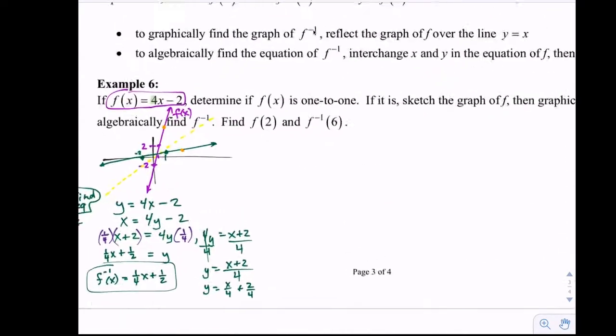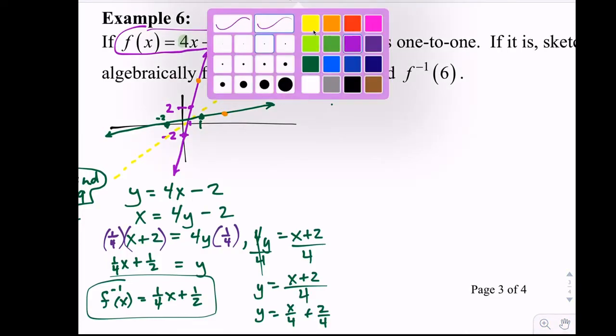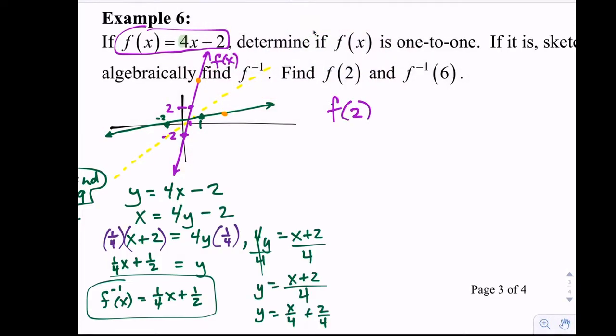Okay, what else can we do? Well, we can answer the rest of the questions. We can find f of 2. All right, let's find f of 2. How do we find f of 2? Plug in 2 for x, right. And notation is everything at this level, so we'll say f of 2 equals 4 times 2 minus 2. That ends up being 8 minus 2, which is 6.